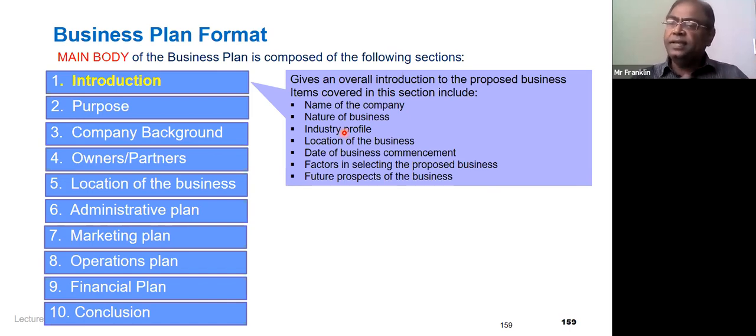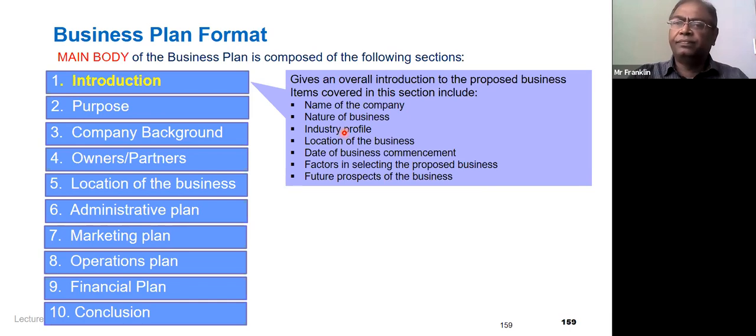Location of the business: where is your shop going to be located? When do you want to start the business? Why did you choose that particular location? And the future prospects of the business. Maybe we want to grow and open many shops like that. So the introduction gives you a short overview of the company, right?